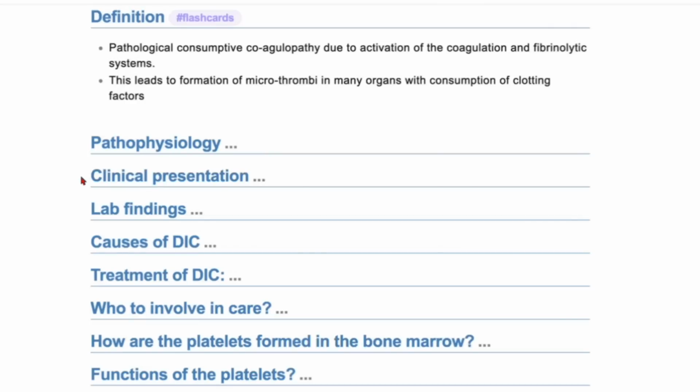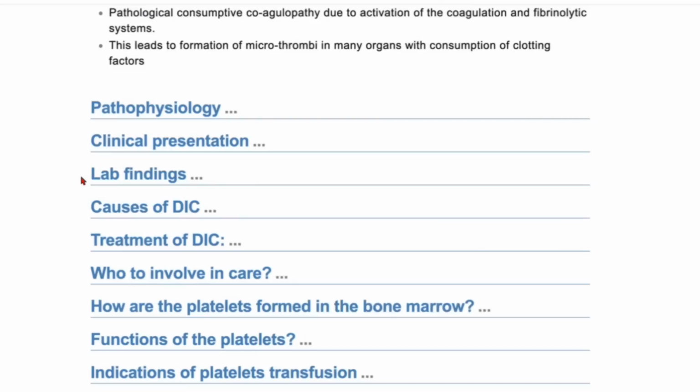What's a clinical presentation? The clinical presentation for patients with DIC would be typically associated with either hemorrhage, sepsis, or after a massive blood transfusion. They typically can present with multi-organ failure and bleeding, mainly from peripheral sites such as the cannula.